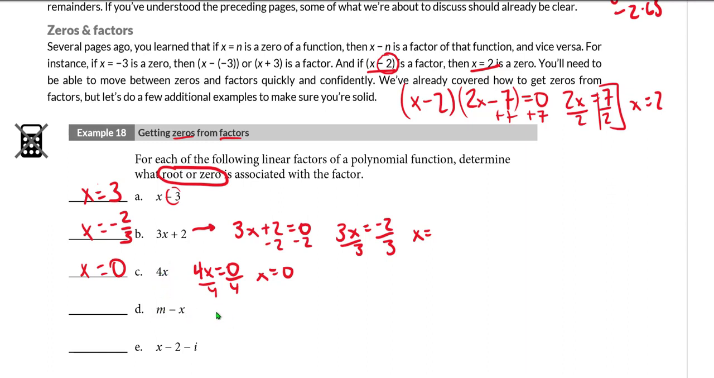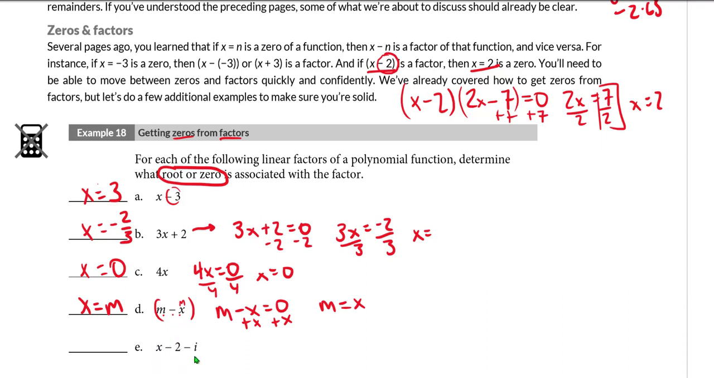For m minus x, again, why don't we use the zero product property here? Why don't we just set the factor equal to 0? We will add x to both sides. Remember, we want to solve for x, so I'm just isolating x on the right in this case. I get x equals m, same thing. And I know that here my root, or 0, is going to be m. So when x equals m, this factor will equal 0 because m minus m is 0.